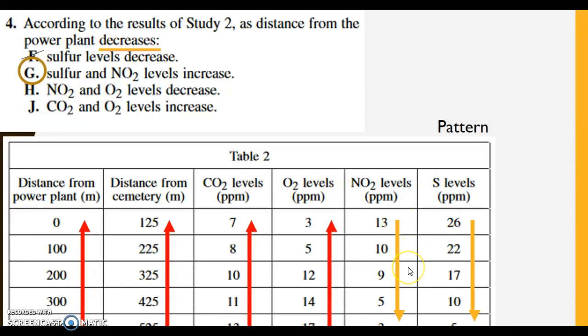Are our NO2 and O2 levels decreasing? No. If you notice these two levels, they're different, so you can't combine them together. And then J, CO2 and O2 levels are increasing. If we come over to CO2 and O2, we notice that in that direction, they're both decreasing. So those answer choices are both incorrect.